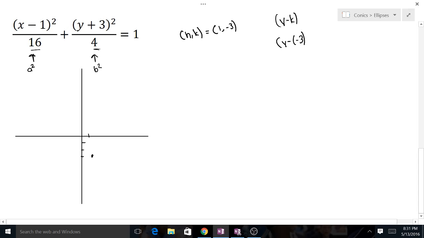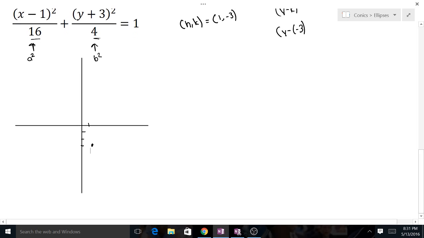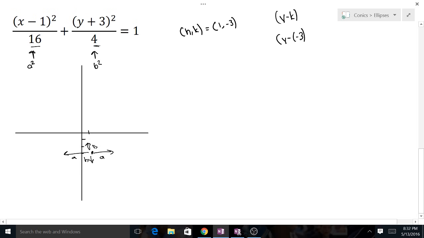And then we see that the x has the bigger one, so we know it's going to be longer to the left and the right than it is up and down, and that's important. So we're going to go over this way by the value of a, over this way by the value of a, up by the value of b, and also down by the value of b. So let's think about that. If a squared equals 16, a equals 4, so we're going to go to the right 4 and to the left 4.